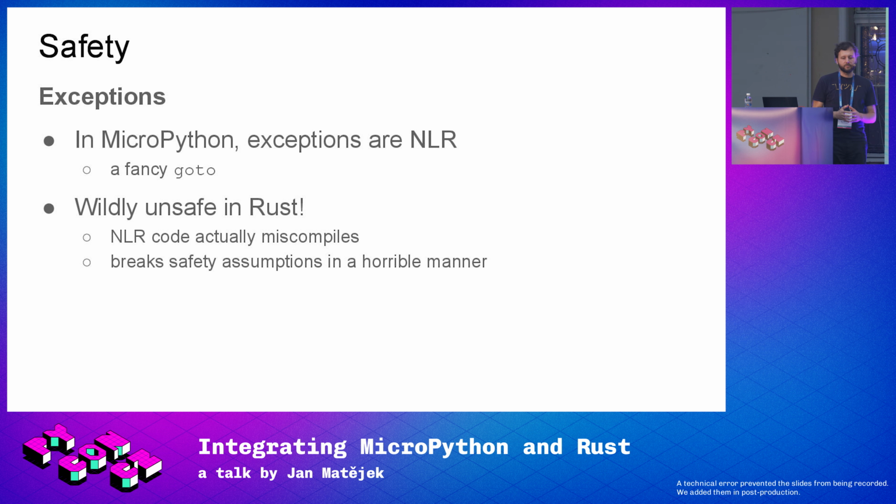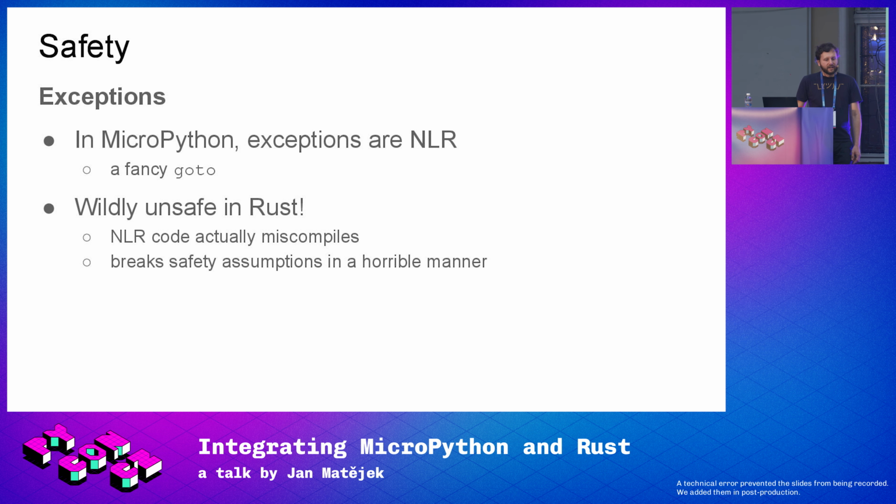Another problem is that in MicroPython, the exceptions are NLR, which means non-local return, and it's a very fancy way of saying go to some other place of the program. And this is very problematic in Rust. In fact, the NLR code actually miscompiles, because the Rust compiler cannot handle this. And even if it worked, it breaks safety assumptions. Rust assumes that all the code that it generates actually runs, and if you skip over some parts, then you lose some guarantees, and everything blows up in your face. And not at the moment either, it blows up in your face two hours later when you go through some memory or whatever.